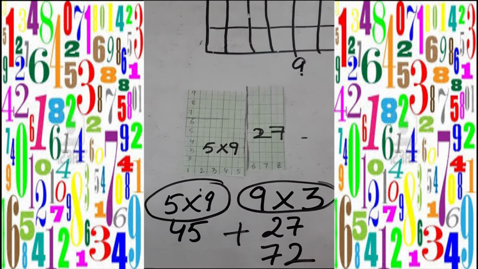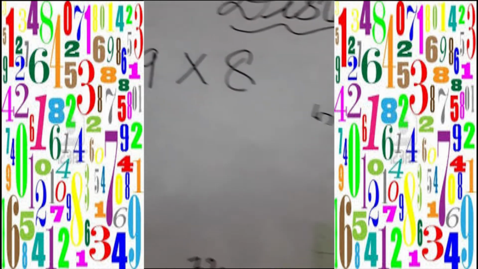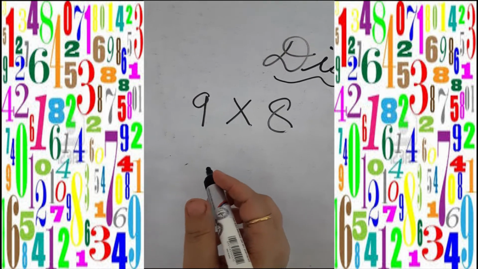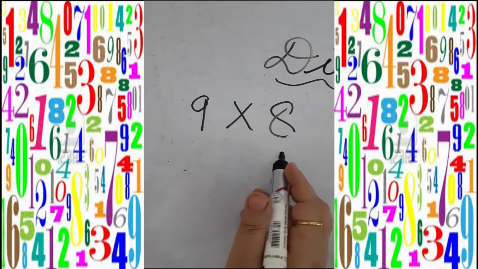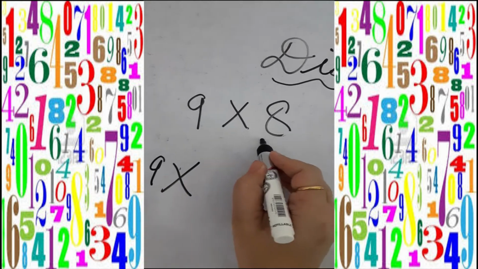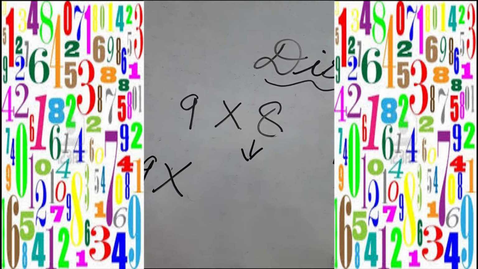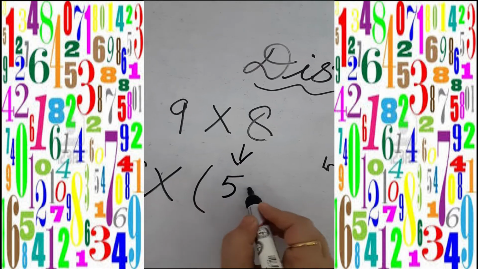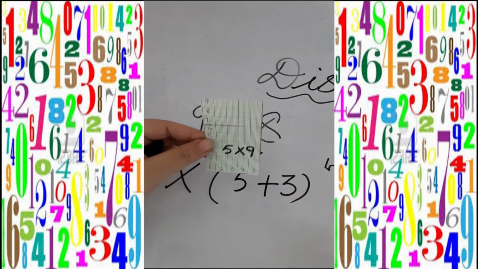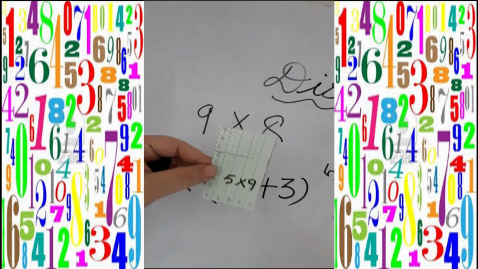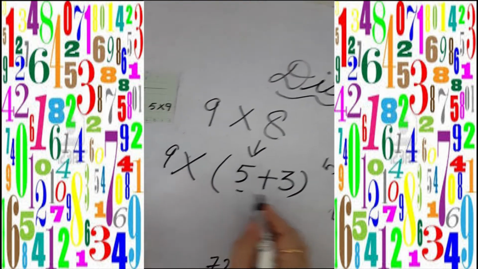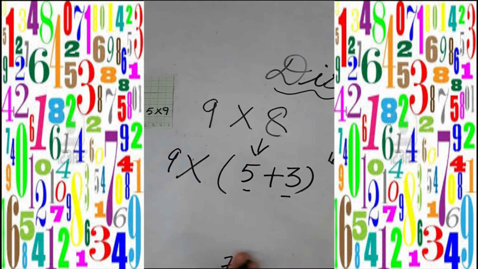Actually what I am doing here, I am multiplying 9 with 8. It is very easy because we know the table of 9, as 9 8s are 72. But I have done it like this: 9 multiplied by, I have broken 8 as 5 plus 3. As in this I have cut it into 5 rows and in this I have 3 rows. So 5 and 3, I have two parts here.